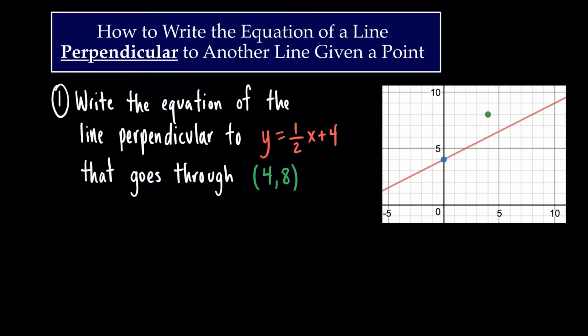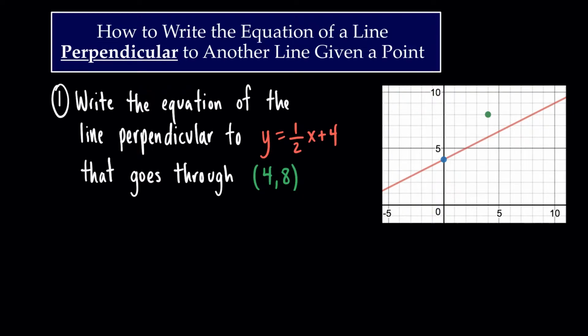But basically, here's a question. Write the equation of the line perpendicular to y equals 1/2 x plus 4 that goes through the point (4, 8). What I've done here is visually just graphed this for you. This red line here is this red line. The blue point here just happens to be the y-intercept, which is at (0, 4). And then our goal is to write the equation of a line that's perpendicular to this red one that goes through this green point.